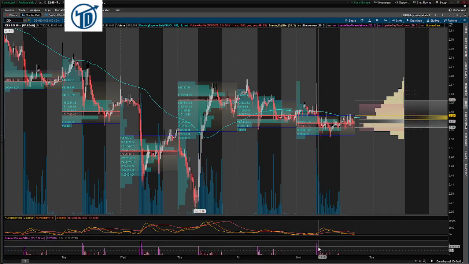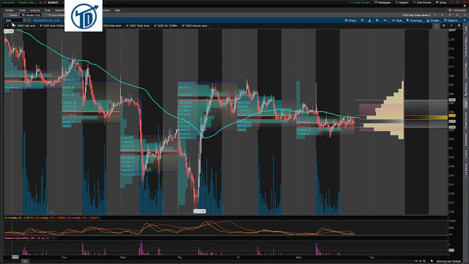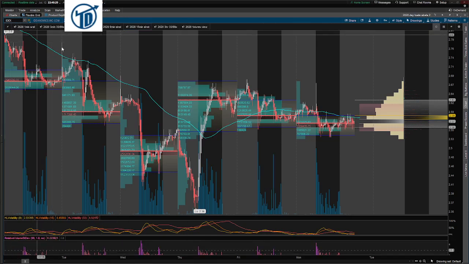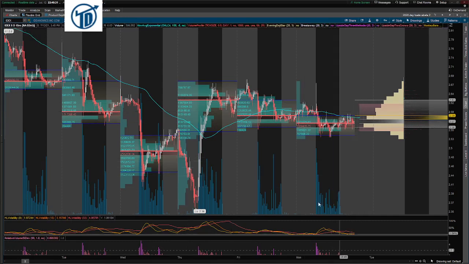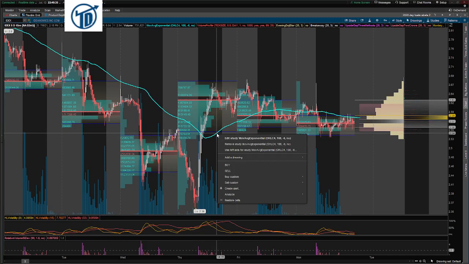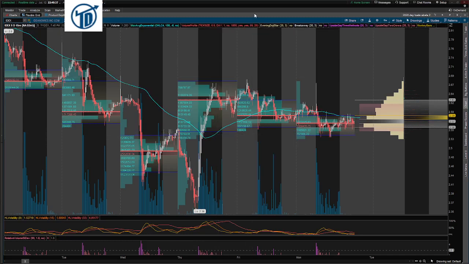the relative volume. If I understand it, it just tells me when there's high impulsive volume. And we're just looking at IDEX. There's also a moving average in there. It's like the 100-period moving average, so it's more of a long-term moving average. And that's it for this one.